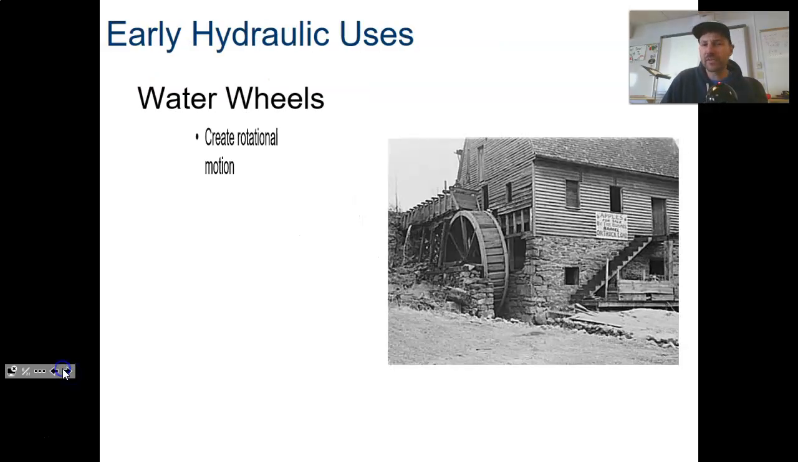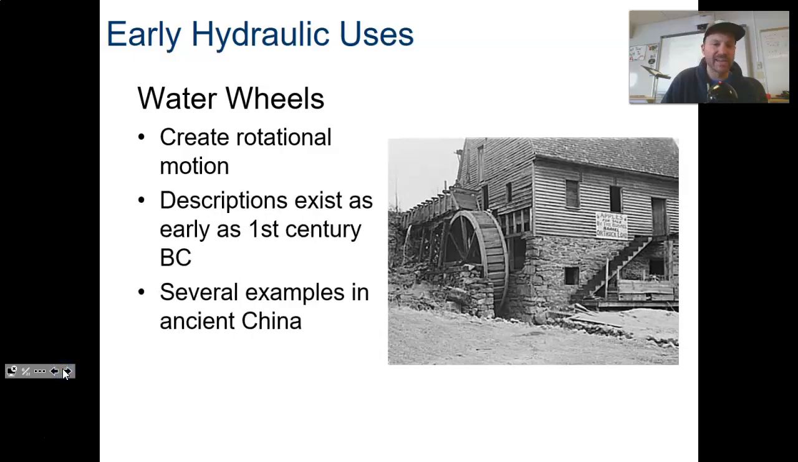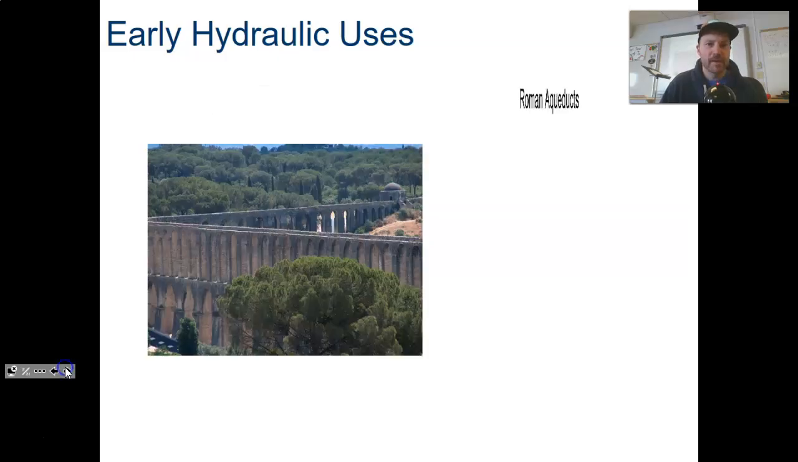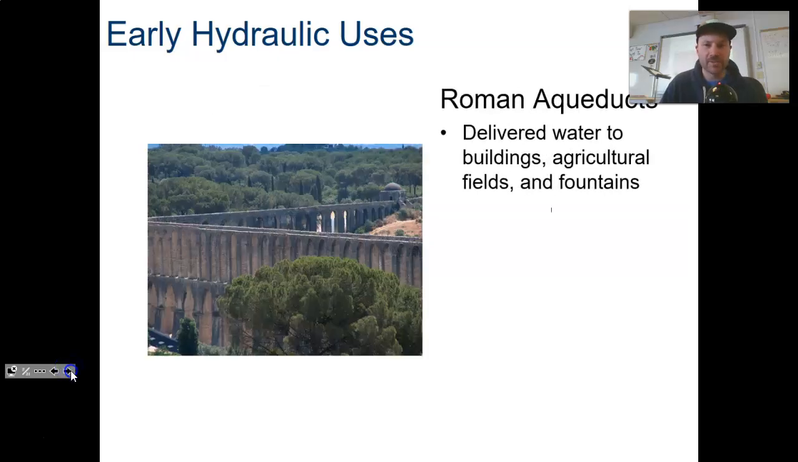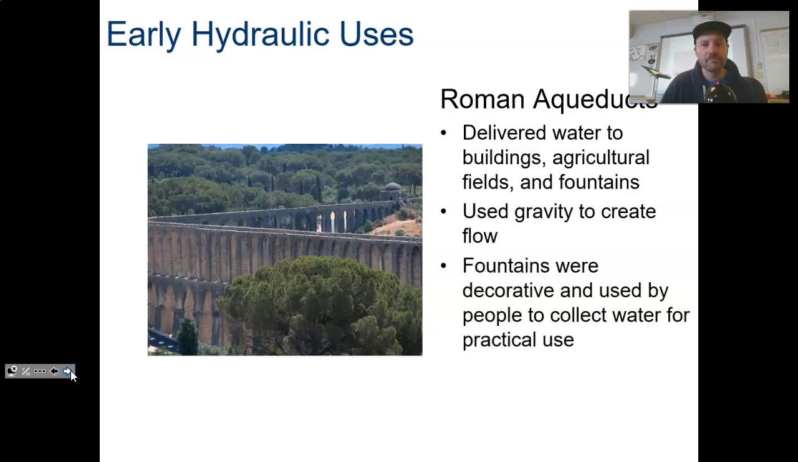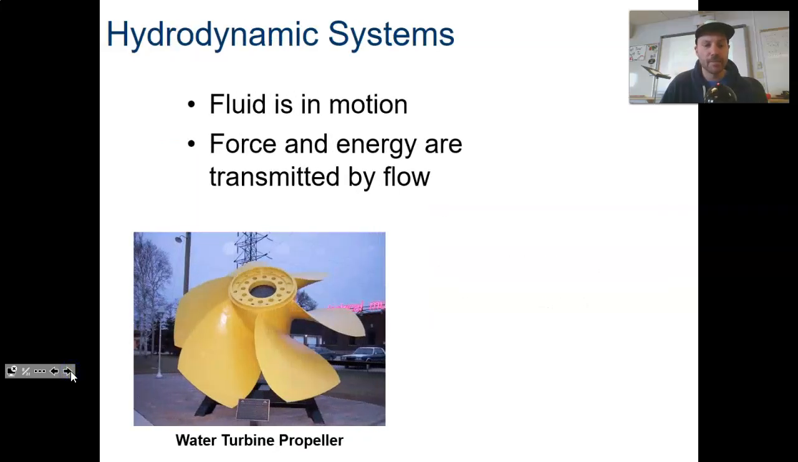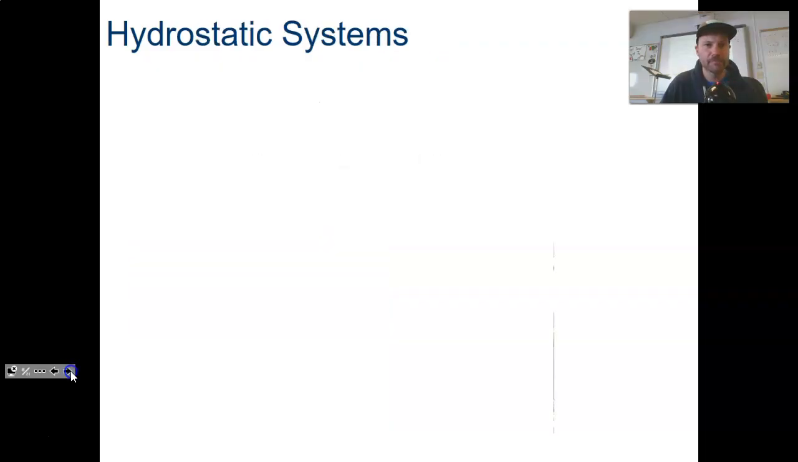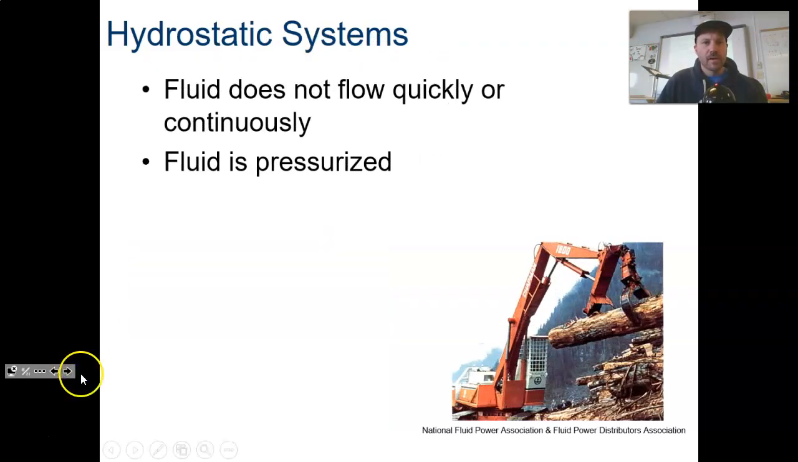Now, some of the first hydraulic uses: water wheels, grinding grain into its constituents, hydroelectric dams, aqueducts, the turbine propeller. Hydrostatic. Maybe you've heard of your lawnmower being a hydrostatic drive. It's actually using hydraulic fluid to turn the wheel. The motor is not directly turning the wheel. Hydraulic fluid is turning the wheel.